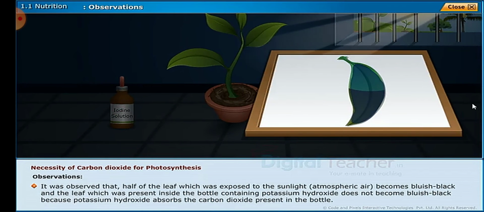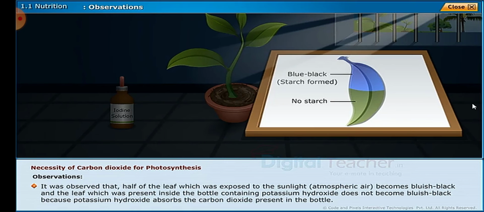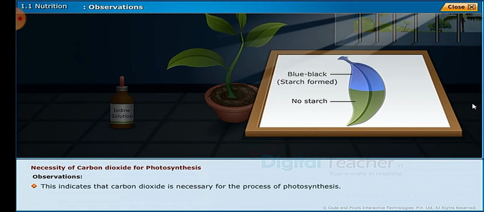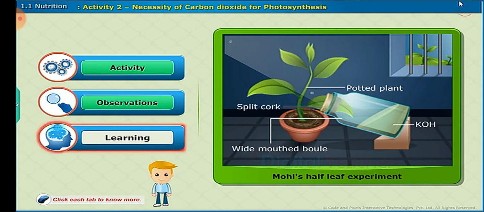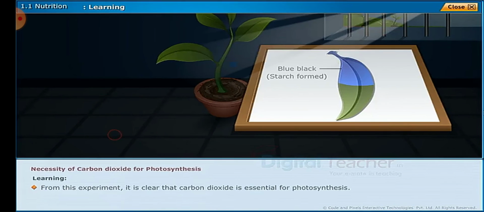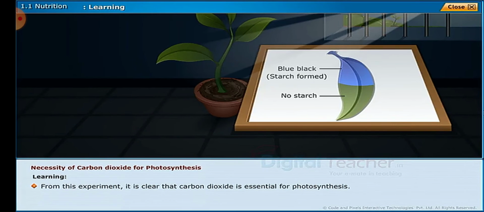It was observed that the half of the leaf exposed to the sunlight and atmospheric air becomes bluish black, and the leaf which was present inside the bottle containing potassium hydroxide does not become bluish black, because potassium hydroxide absorbs the carbon dioxide present in the bottle. This indicates that carbon dioxide is necessary for the process of photosynthesis. From this experiment, it is clear that carbon dioxide is essential for photosynthesis.